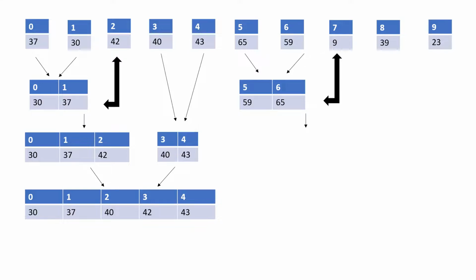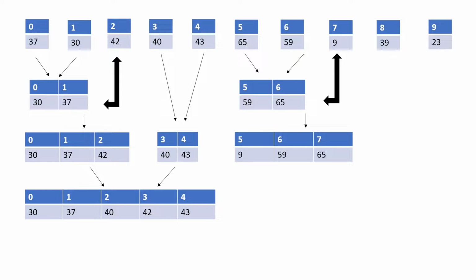In the index 5, the element is 59. In the index 6, the element is 65. In the index 7, the element is 9. Here 59 is greater than 9. That means 9 has to be placed before 59. As usual, 65 is greater than 59. That means it has to be placed after 59. After placing, here it looks like.